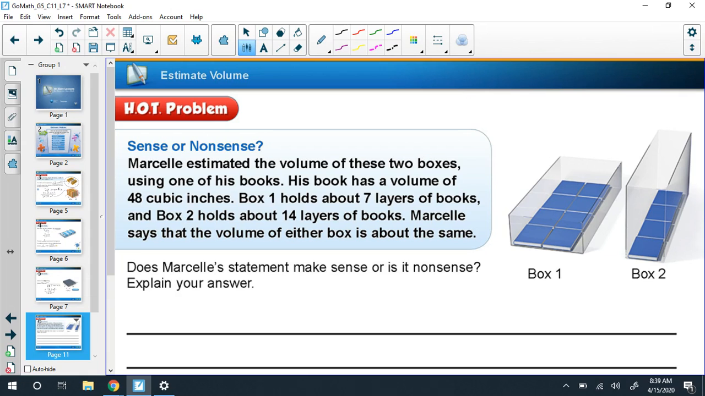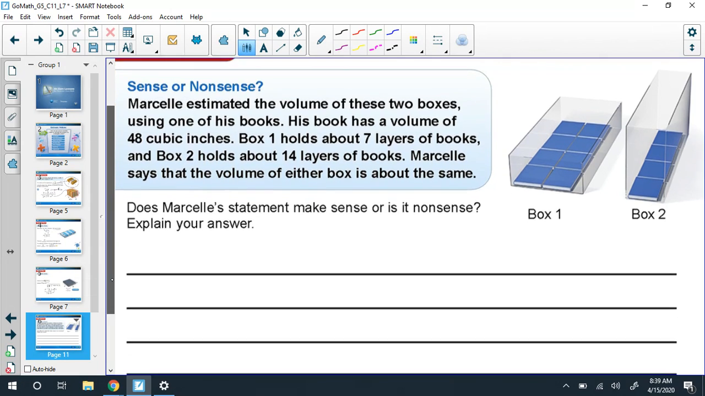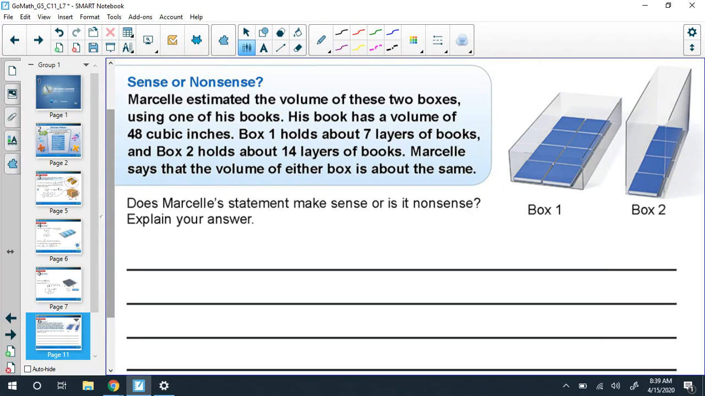We have one final problem that kind of pushes you to think a little bit more. And here it says that Marcel estimated the volume of these 2 boxes using one of his books. His book has a volume of 48 cubic inches. It says box 1 holds about 7 layers, right? So that means that box 1 holds about 7 layers, whereas box 2 holds about 14 layers. Marcel says that the volume of either box is about the same. Is he correct? Does this make sense or is it nonsense?